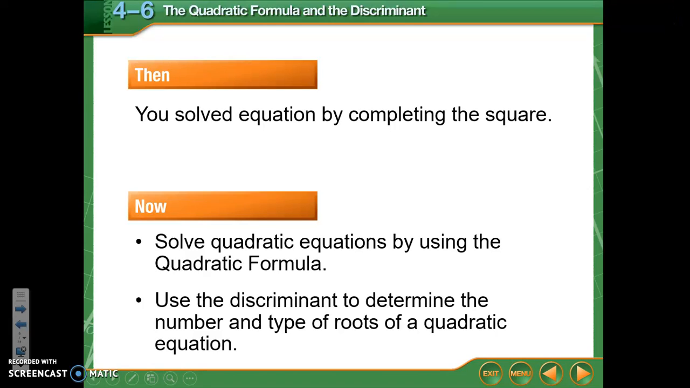Hello and welcome to section 6. This is a section that should sound pretty familiar to you. It's about the quadratic formula and the discriminant.